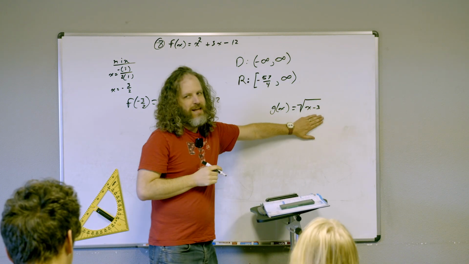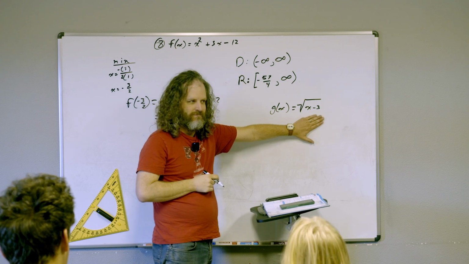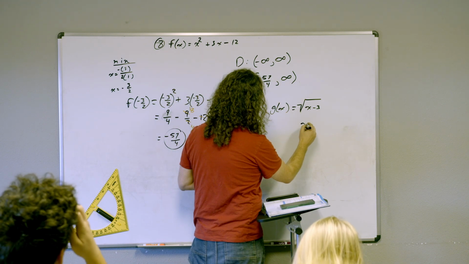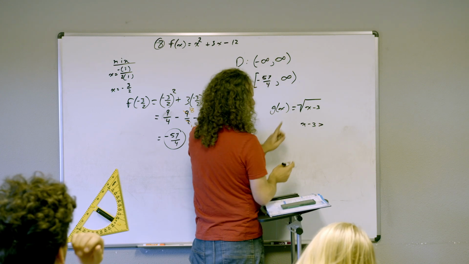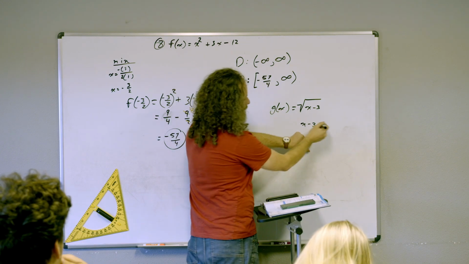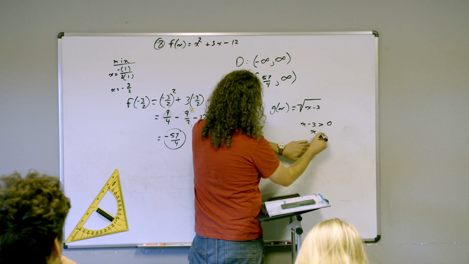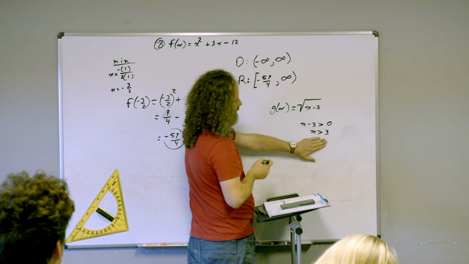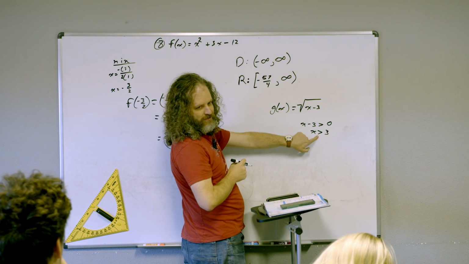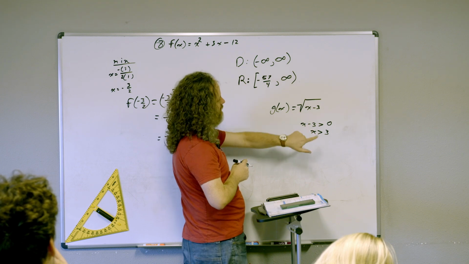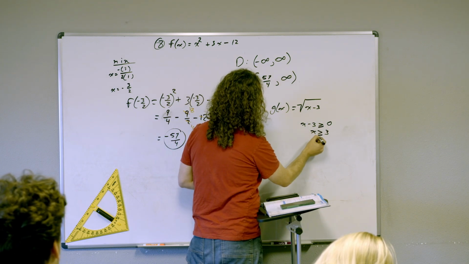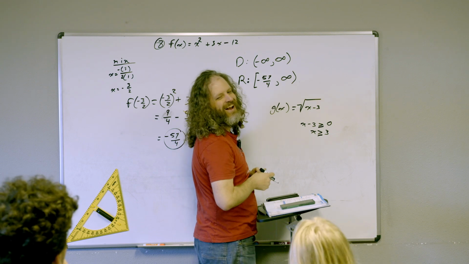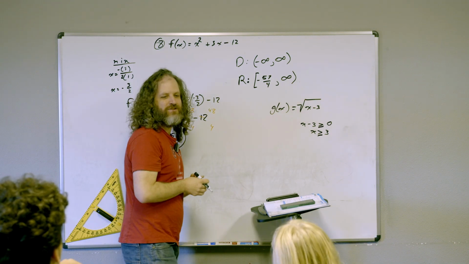What can't be in a square root? A negative number can't be in here. So x minus 3 has got to be greater than, but not equal to 0, right? So in this case, x would have to be greater than 3, right? But not equal to, because you couldn't have a 3. No, or equal to. It can be 0, right?